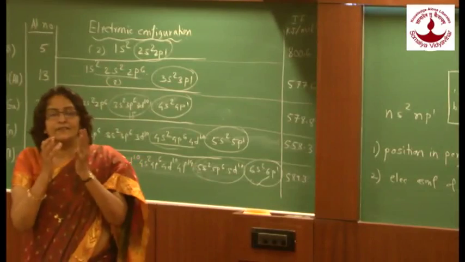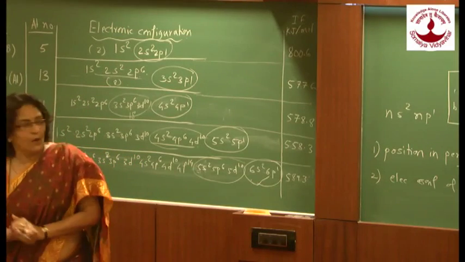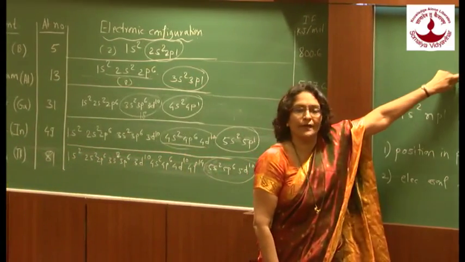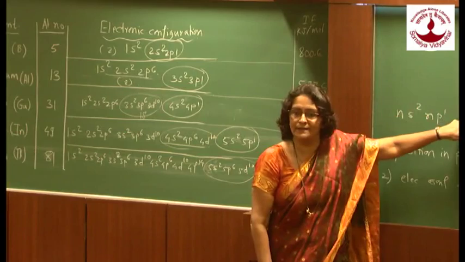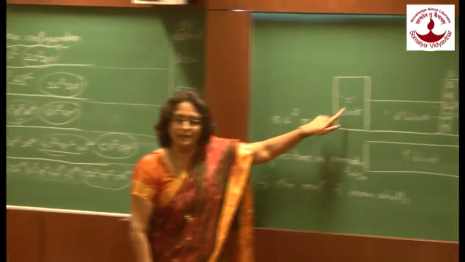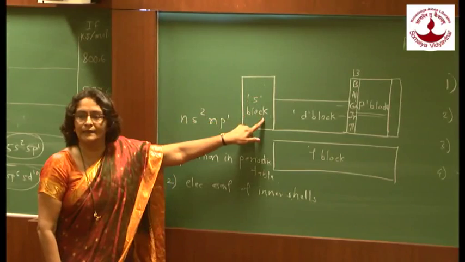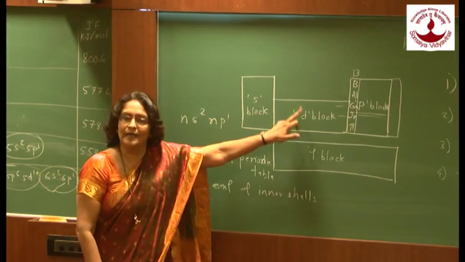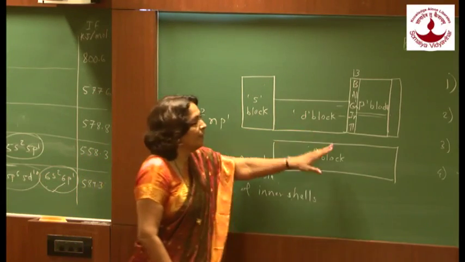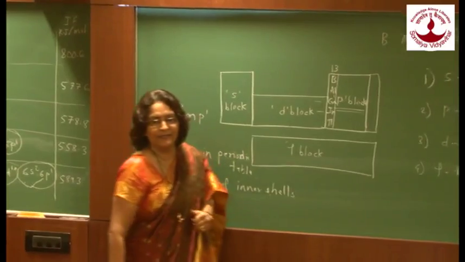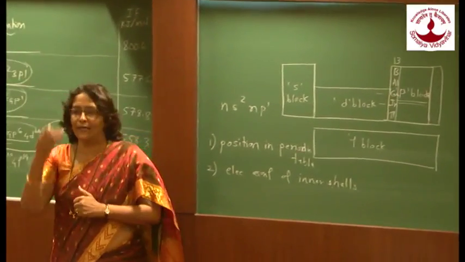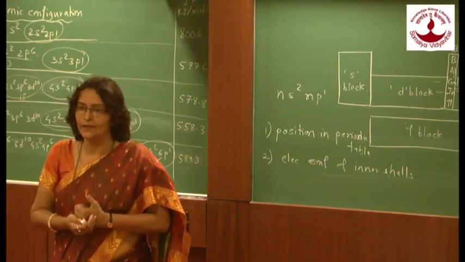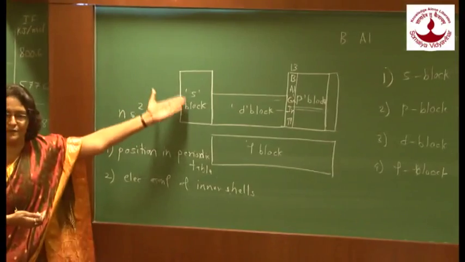Now what is the distinct difference in their properties? In S block elements you have all metals: alkali metals and alkaline earth metals. In D block elements, you have all transition metals. But in P block elements, there is a variation in the metallic property in the same group as you go down the group. In all other blocks you have distinctly all metals.